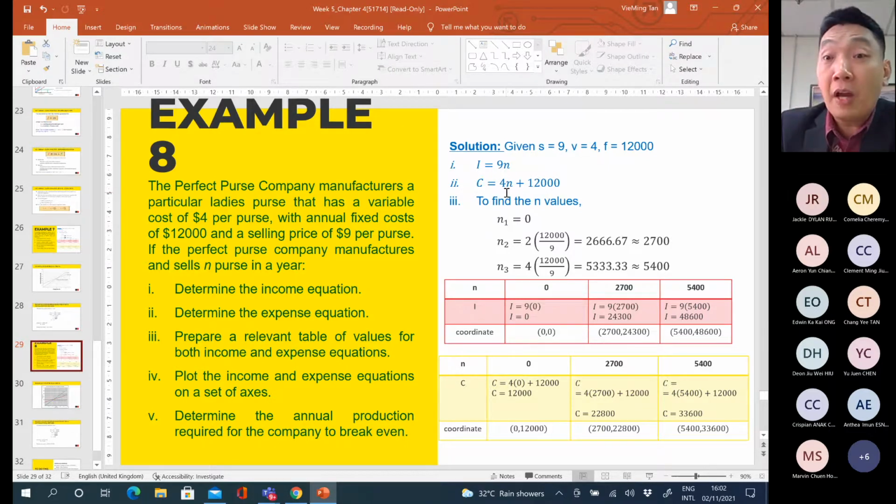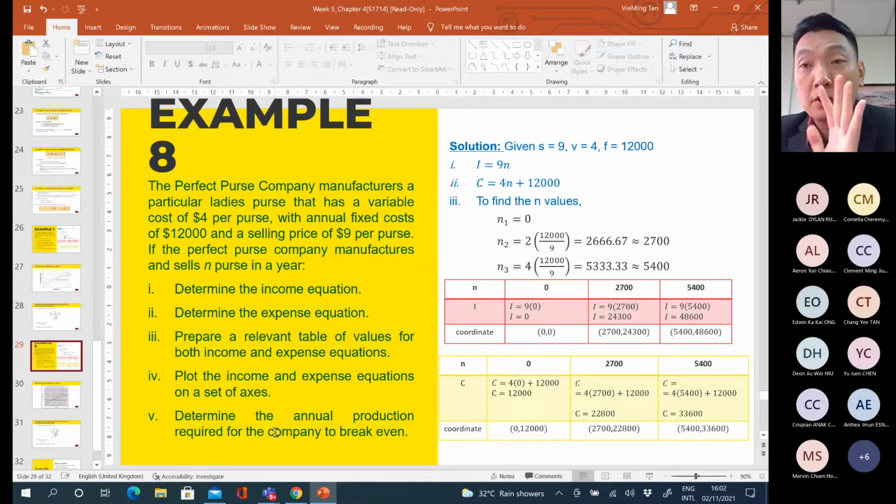Now I'll move on to part 5 first. Part 5, determine the annual production required by the company to get break even. That means we want to identify the break-even point, so that there is no loss and no profit, but just manage to cover the cost only. How do we use the mathematical method to solve the problem? You can conclude that at the break-even point, I is always equal to C. So we can conclude 9N is equal to 4N plus 12,000. So I try to copy this equation into here.